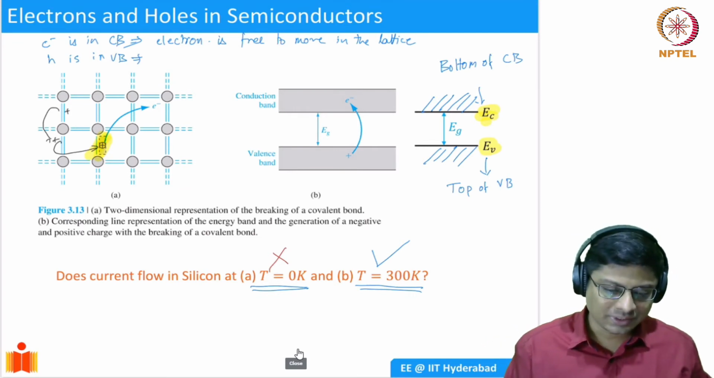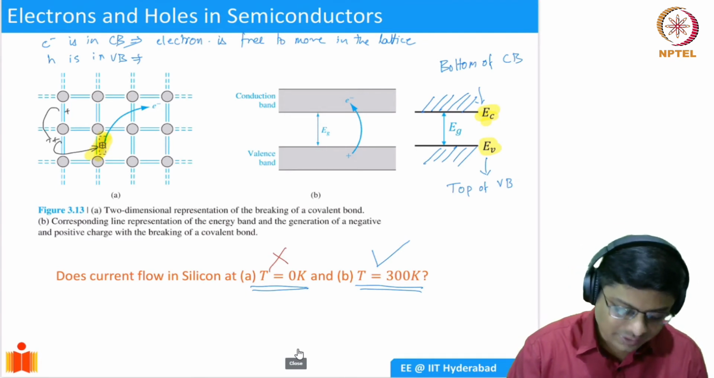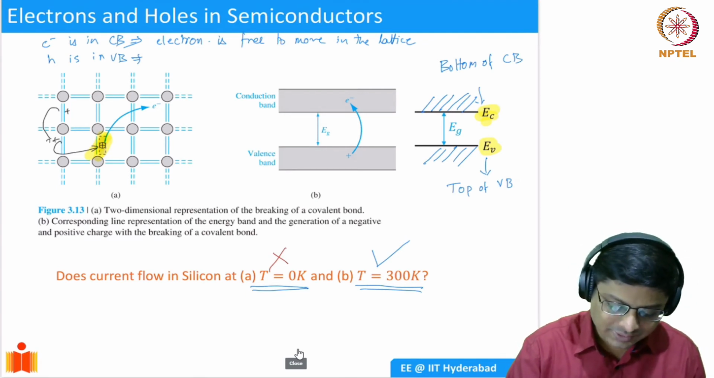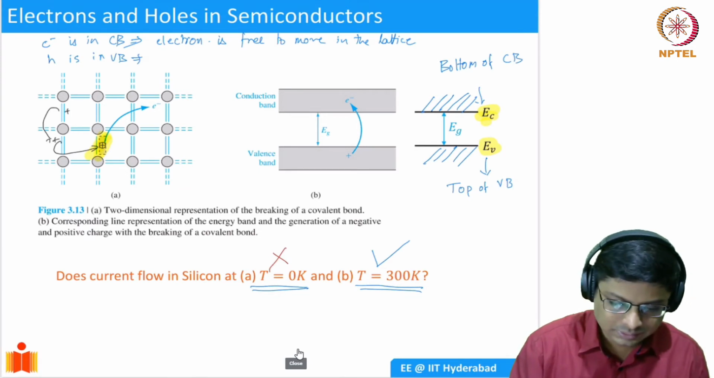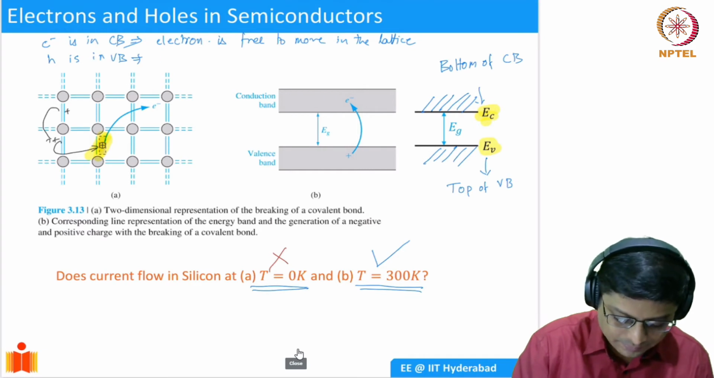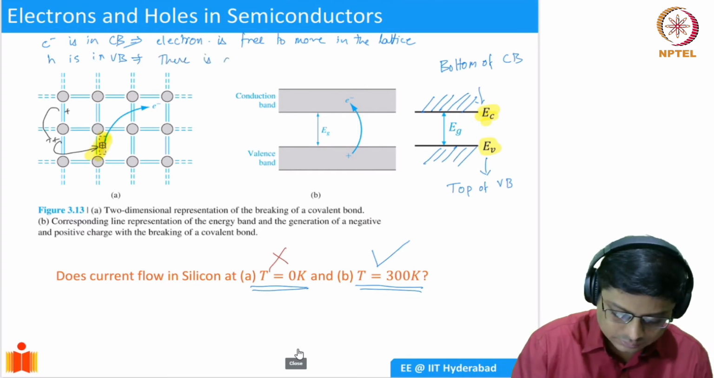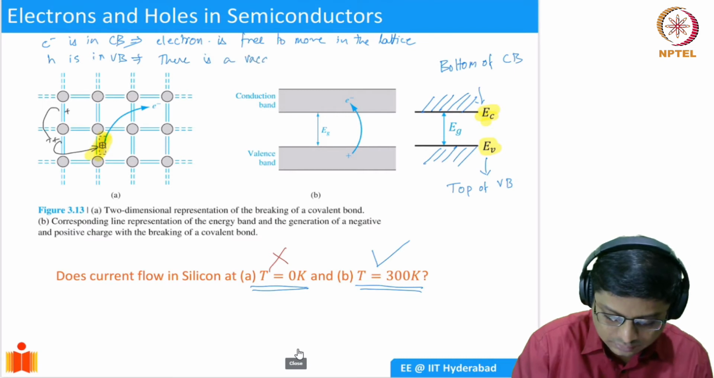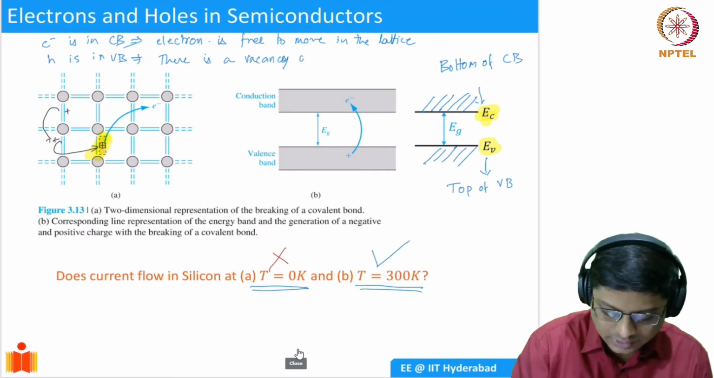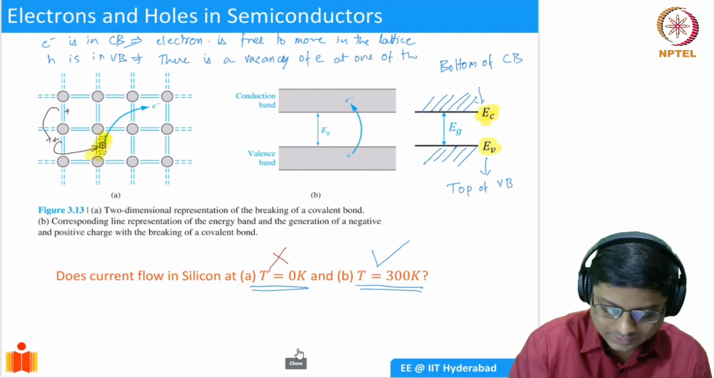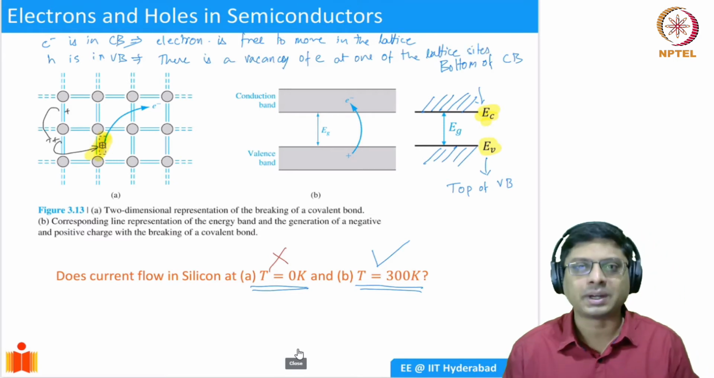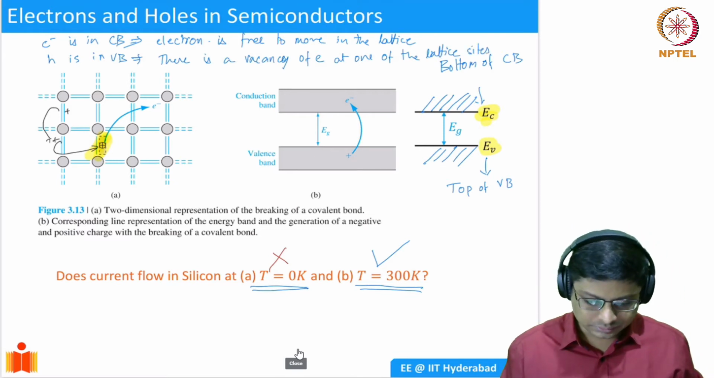Okay, so basically, whenever you say hole in a valence band, it means that the bond, right? Basically there is a vacancy of electron at one of the lattice sites. Okay, that's what a hole in valence band means. Okay. All right, good. So now because of that, what do we conclude?